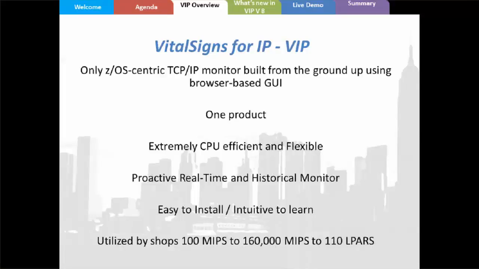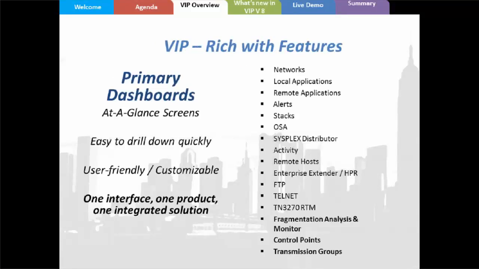And VIP is running in production in small shops of 100 MIPS to very, very large, complex shops, one having 110 LPARs and the other up to 160,000 MIPS. VIP lets you easily drill down from a big picture perspective of your network view with dashboards, but then you can go down and see the detailed and specific information about your network.